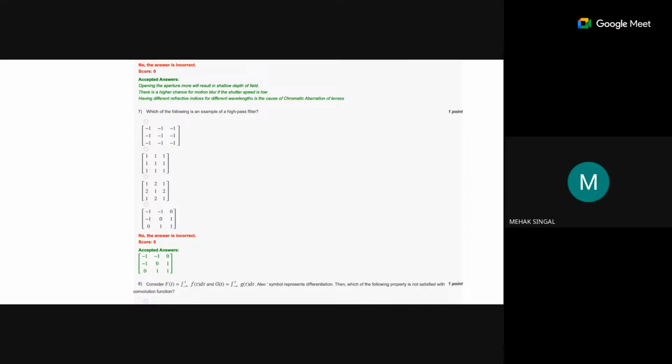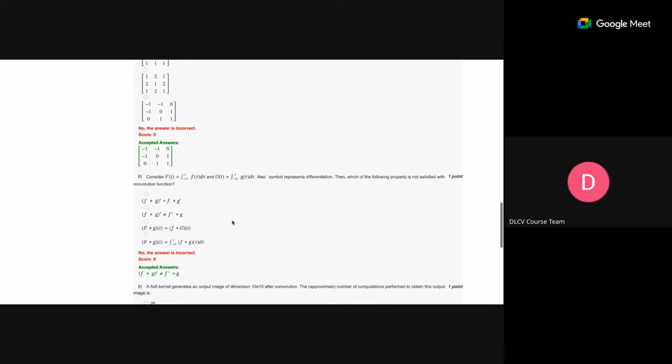And in this eighth question as well, why isn't the third option correct? Eighth question. Third and fourth option in this. Third and fourth option is: consider F(t) as the integral from minus infinity to t of f(tau), and g(t) differentiation.